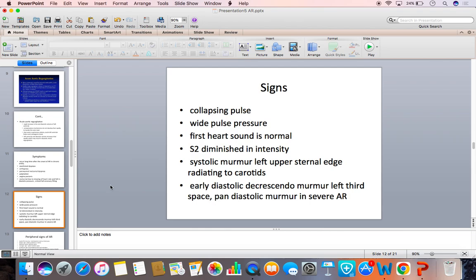Then there is early diastolic decrease in the murmur at left third space. Okay, there could be a hollow diastolic murmur in severe aortic regurgitation.